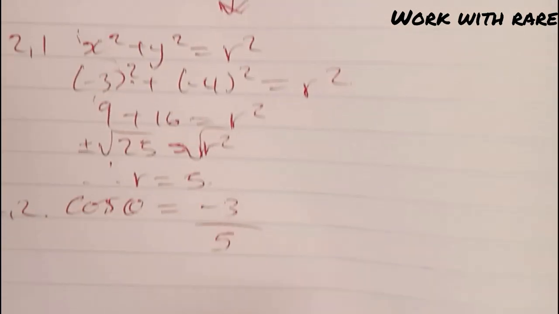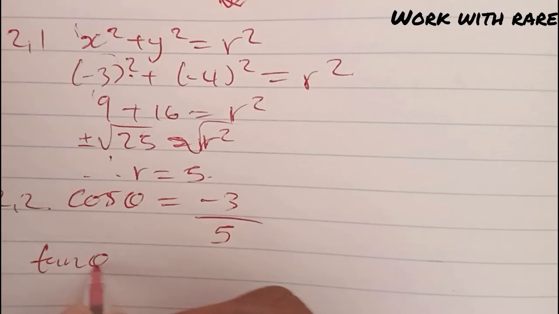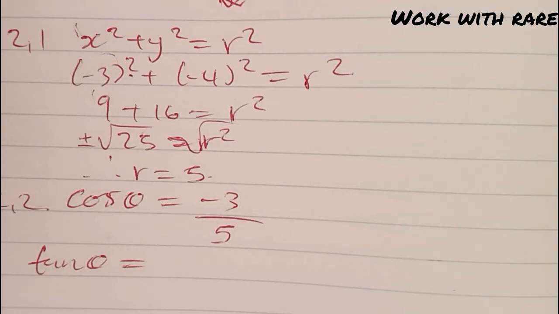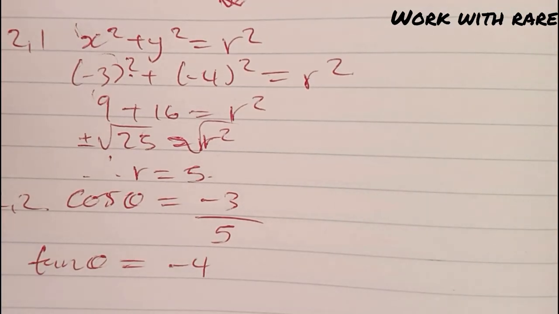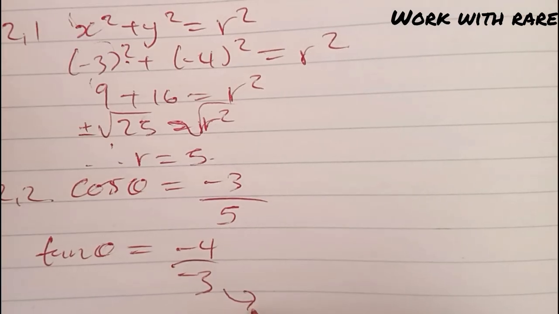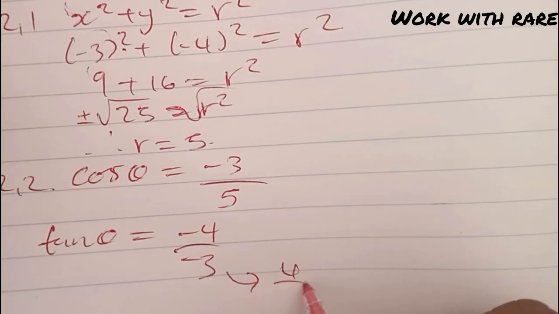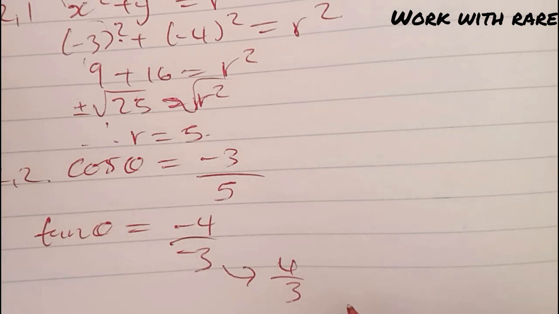Then for tan, we are going to have tan theta, which is equal to, you also have to know the formula for tan. So the formula for tan, remember, it's SOH CAH TOA. So it's opposite over adjacent. Opposite, which is y, and our y is -4. Opposite over adjacent, adjacent is -3. By then, -3 and -4, when we divide them, we are going to get 4/3. So that's it.